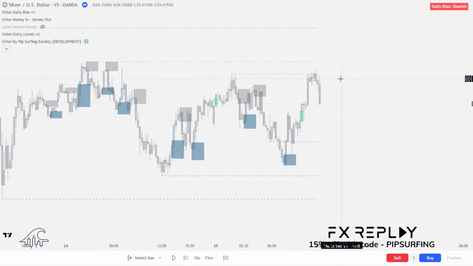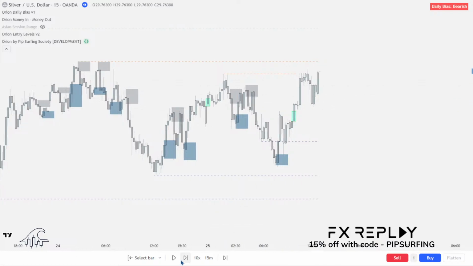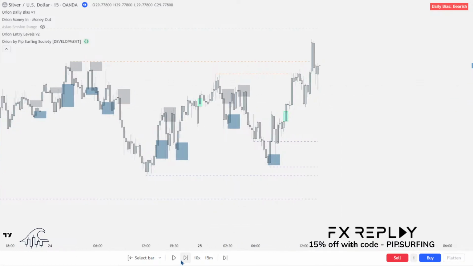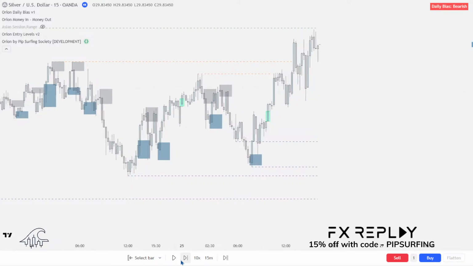Okay, we took a high and there's an entry point here possibly. Let's get the next candle formed before we start marking things up. Yes, there is. So the idea is, no, there isn't. See him jumping the gun. So same on there. No entry on that either.